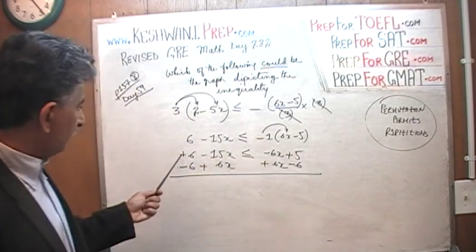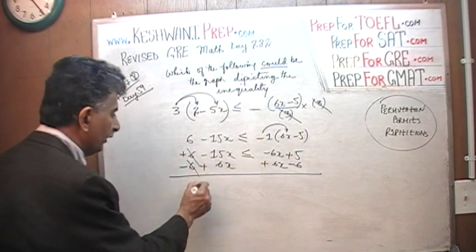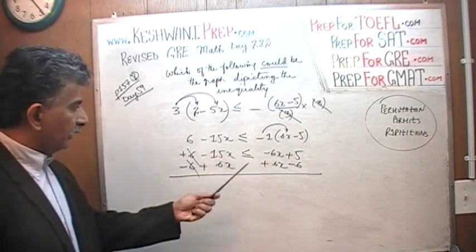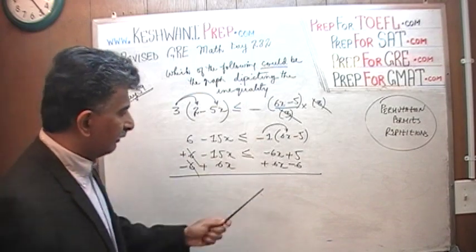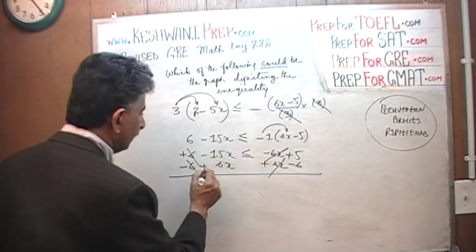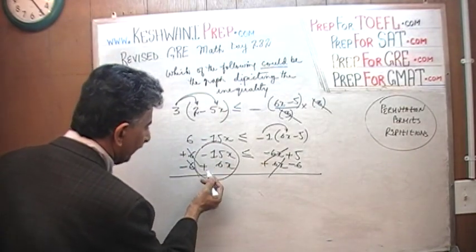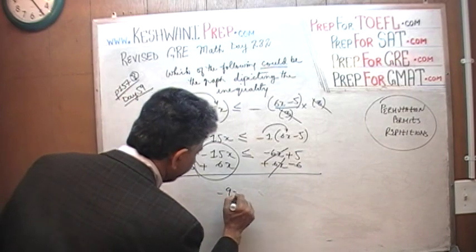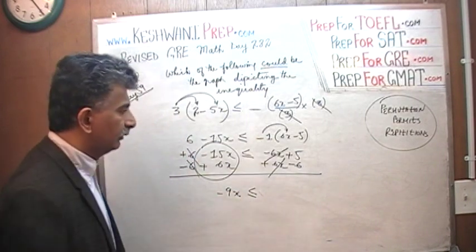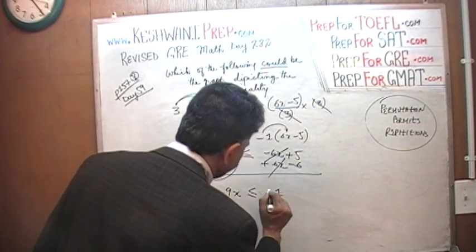So here we have a positive 6 and a negative 6, we can get rid of them. Obviously, that was the whole point. And here we have negative 6x and positive 6x. We can get rid of this part. So here we're left with negative 15x and a positive 6x. We have negative 9x, which we are told is less than or equal to negative 1.